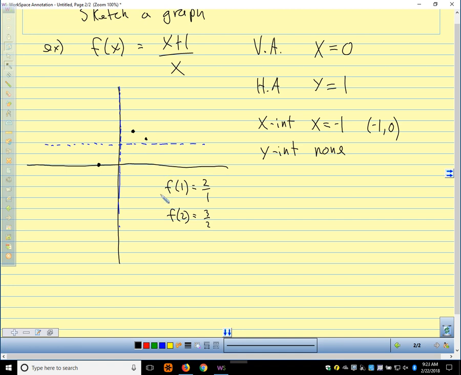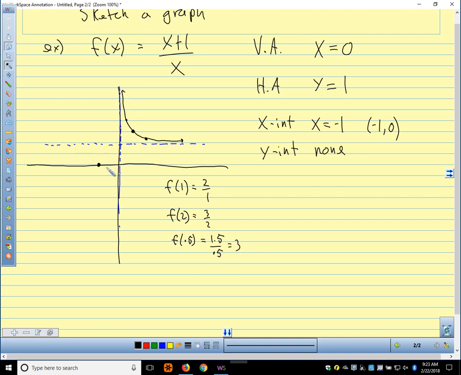If we weren't sure, we could plug in f of 0.5. We'd get 1.5 over 0.5, which is 2 times 1.5, which is 3. So there it goes up to there. So that tells me that my function is going to do this. And I know it's not going to cross the horizontal asymptote because in x plus 1 over x, the numerator is always bigger than the denominator. So it can't get anything smaller than 1 as we go out this way.